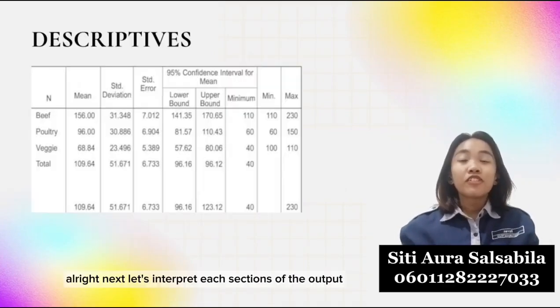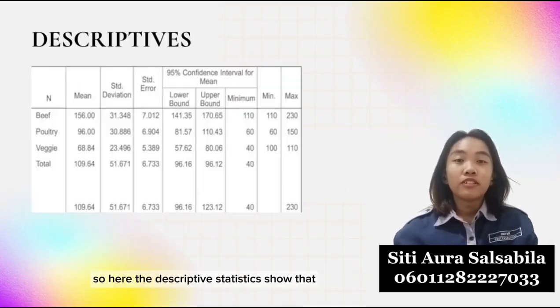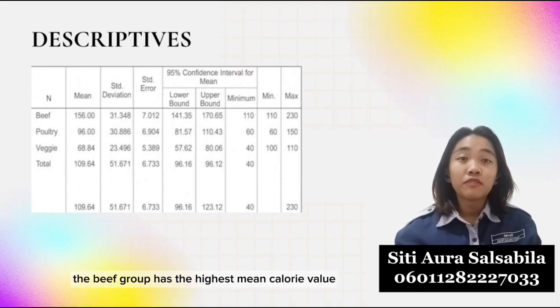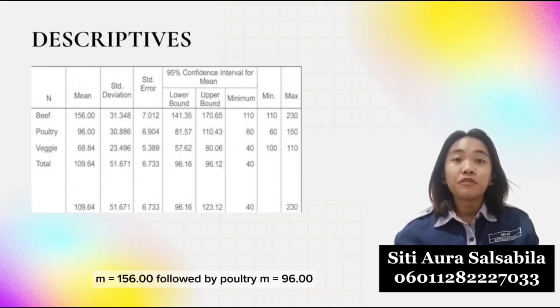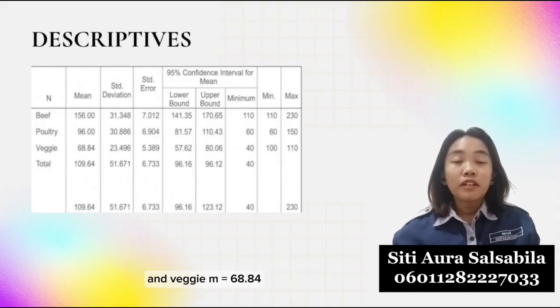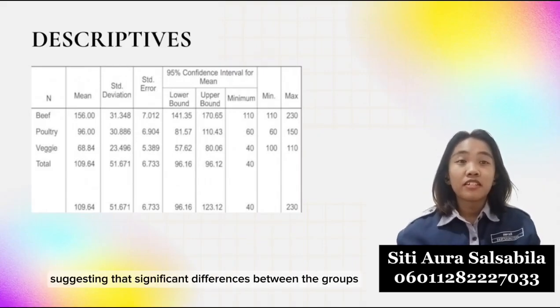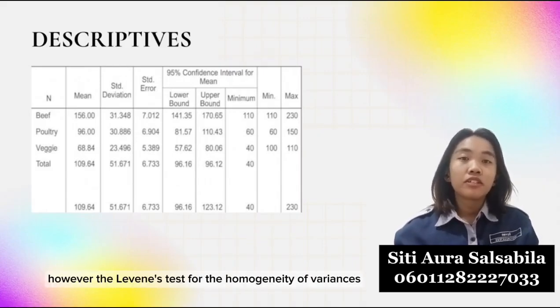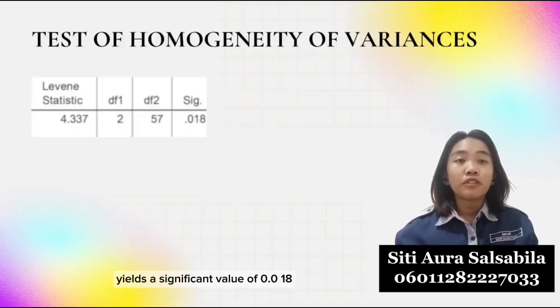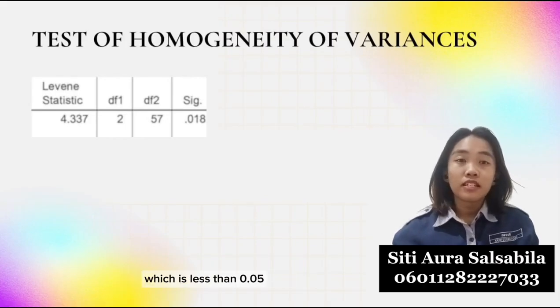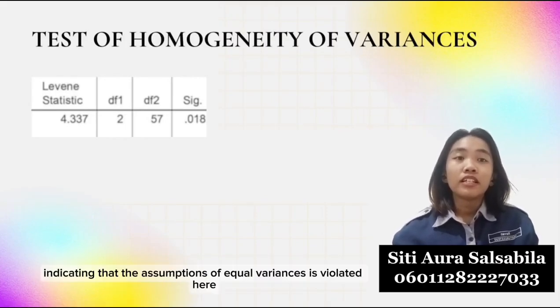Alright, next, let's interpret each section of the output. So here, the descriptive statistics show that the beef group has the highest mean calorie value, M equals 156.00, followed by poultry, M equals 96.00, and veggie, M equals 68.84, with non-overlapping confidence intervals suggesting significant differences between the groups. However, the Levene test for the homogeneity of variances yields a significant value of 0.018, which is less than 0.05, indicating that the assumption of equal variances is violated here.